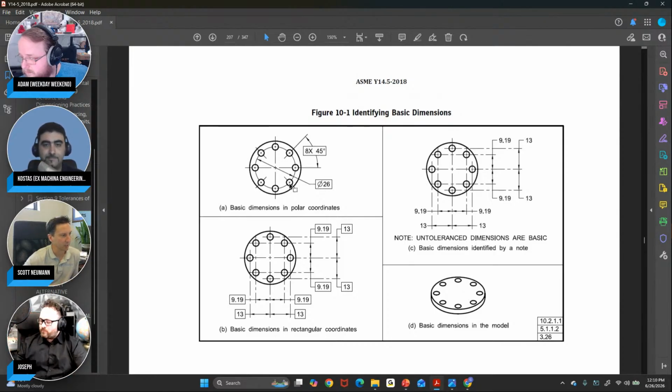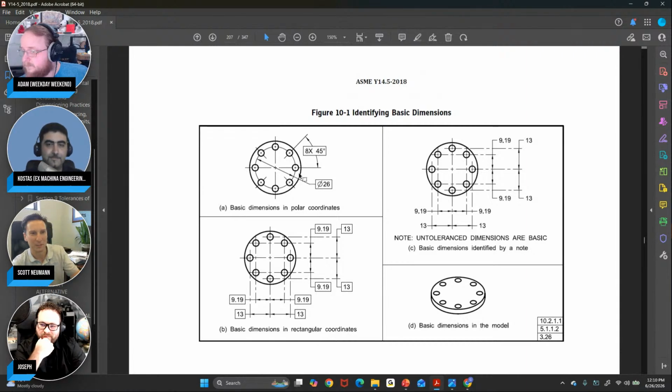So ideally, they would love to be on a 26 millimeter bolt circle, 8x, 45 degrees apart. But that would be no different than if you did it in rectangular coordinates, you know, did it all like this. It means exactly the same thing. But on round parts, it's probably a little more efficient to do it this way.